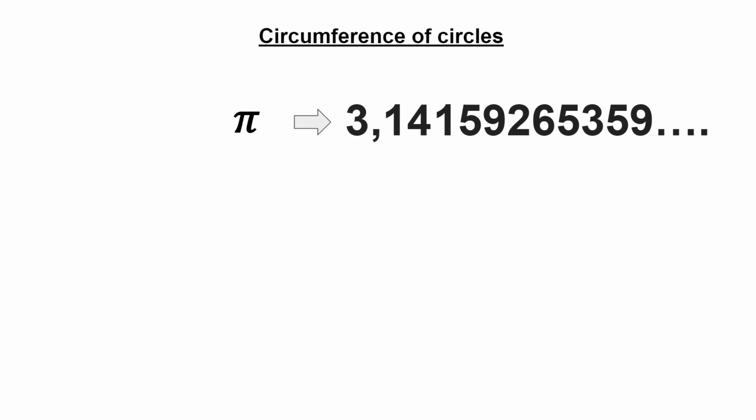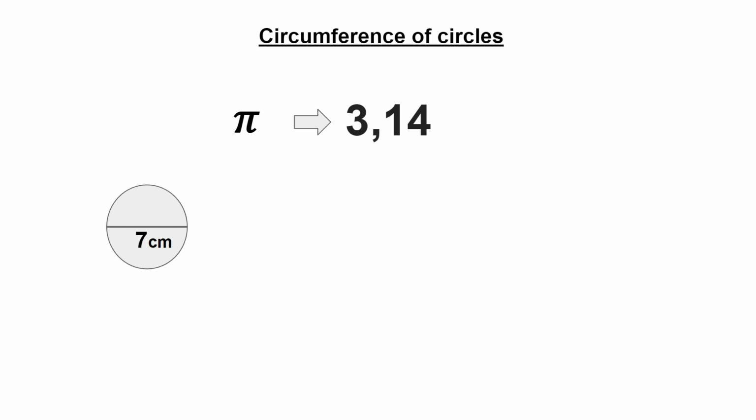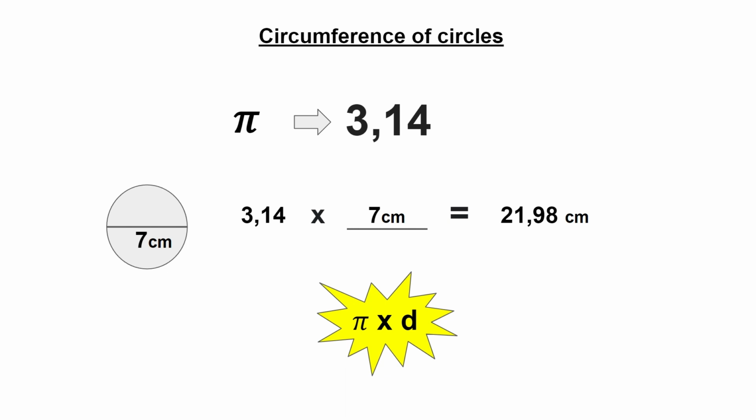So let's use the same circle that we used before with the diameter of 7 centimeters. But this time, we're going to use pi to get an even more accurate length of the circumference. But since pi is never ending, and we're calculating the circumference of a very small circle, we'll only need to use 3.14. So 3.14 multiplied by 7 centimeters equals 21.98 centimeters. So the formula for the circumference of any circle is pi multiplied by diameter.